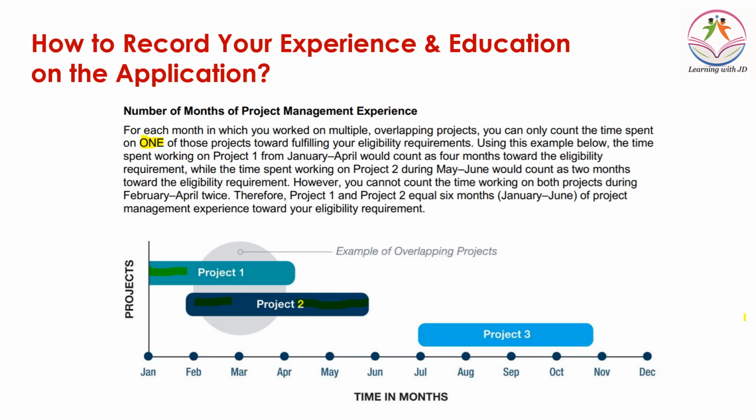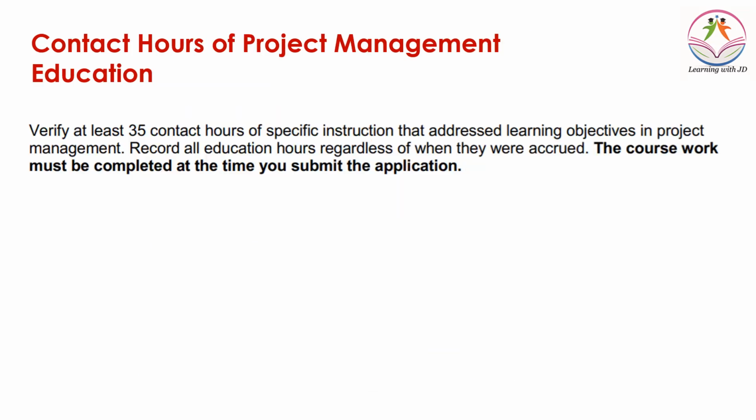Therefore, project 1 and project 2 equal 6 months. It will not give you a total of 2 different projects. It is just one project which is just 6 months. Example of an overlapping project. Got that?